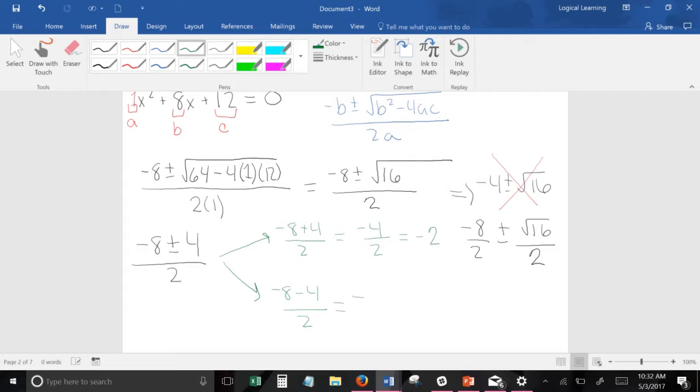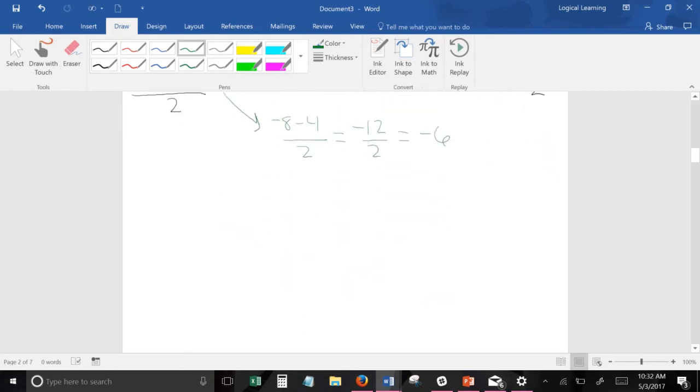And this is going to give us negative 12 over 2, which is going to give us negative 6. And these are our two solutions. X is equal to negative 2 or negative 6. And we can then plug that back into our original equation and see if that works.